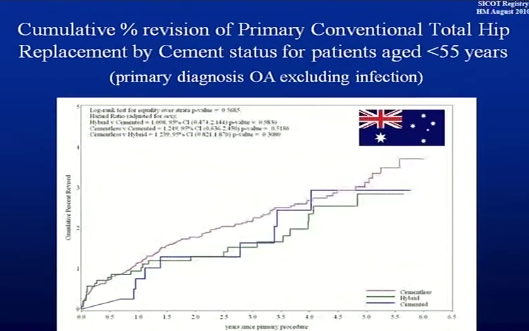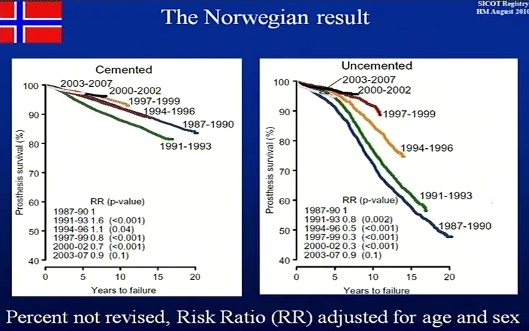And it doesn't matter really if you go to the real young group. It's not that there's any specific group in the Australian registry benefiting significantly from uncemented technology, as it looked, at least when they started 8 years ago. Exactly the same with the Norwegian result. I showed you that yesterday too.